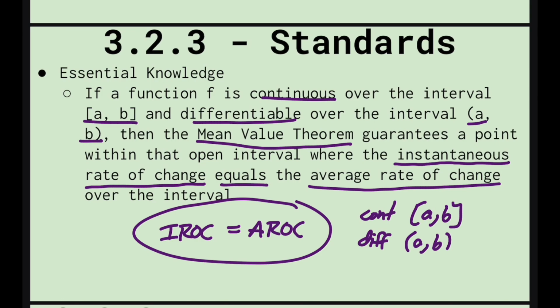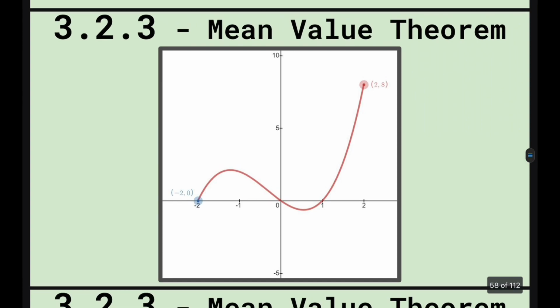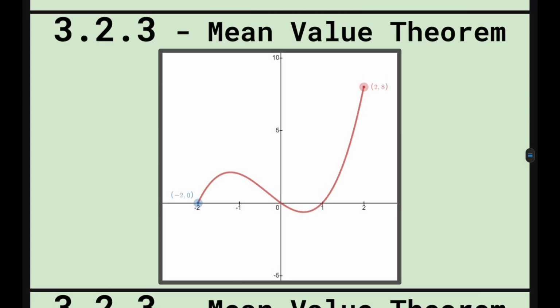If you're drawing a picture in your head of this and you understand this just by me talking about it, that is really amazing. If not, I'm going to break this down using examples, drawing this out so it makes more sense. Here's a graph right here. Clearly you can see that this is continuous on the closed interval and differentiable on the open interval. There are no holes, jumps, or gaps.